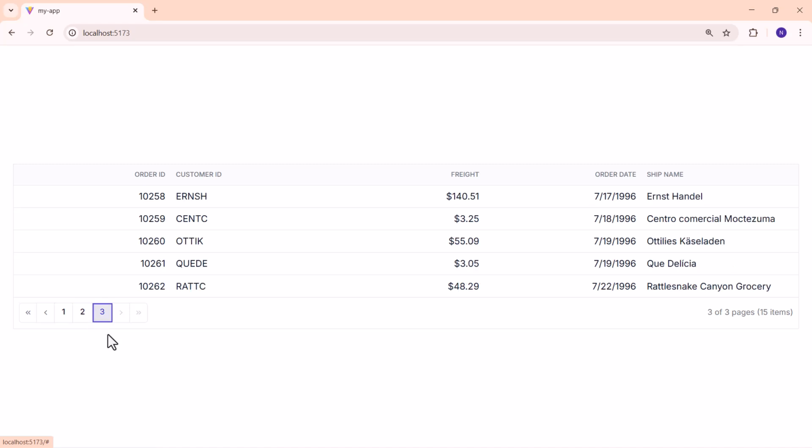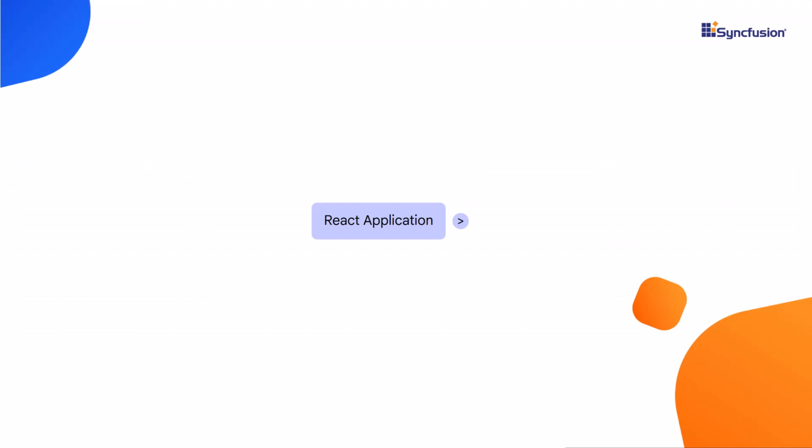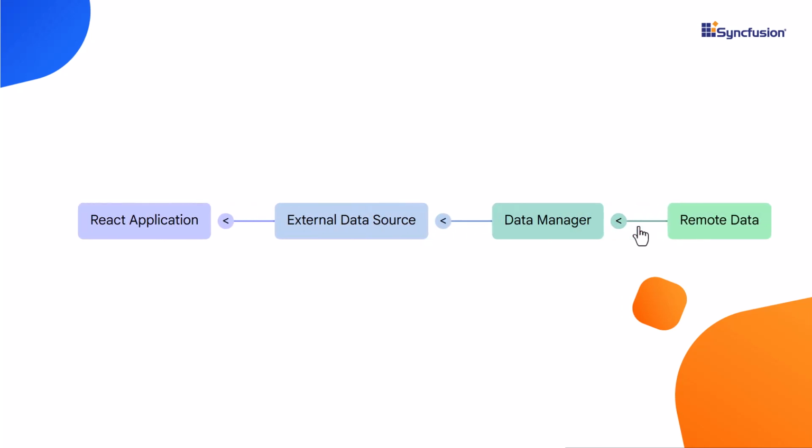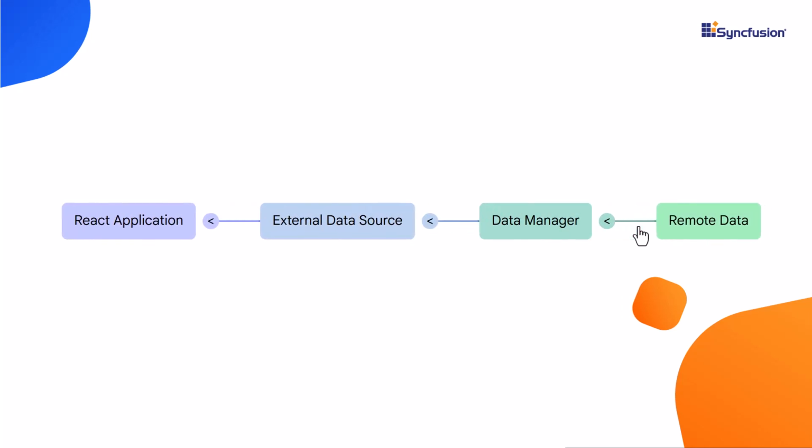But in real-world applications, most of the time, your grid will need to load data from remote services. So I will show you how to bind an external data source to the React DataGrid. To bind remote data, use Syncfusion's DataManager, which acts as a gateway for both local and remote data sources, and uses queries to communicate with the backend.